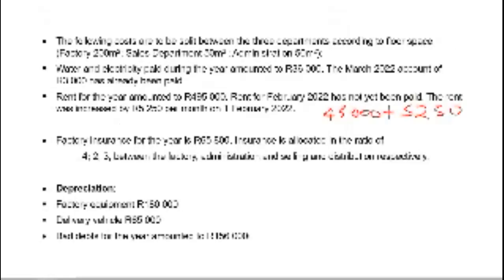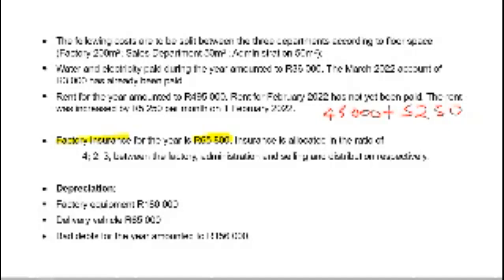The question says that insurance for the year amounted to, I need to highlight this because it's very important, factory insurance for the year is 65,800. So it's not the total insurance, only factory insurance is 65,800. And then they gave us the ratio, which is 4 is to 2 is to 3. When you add it, you have to add it.